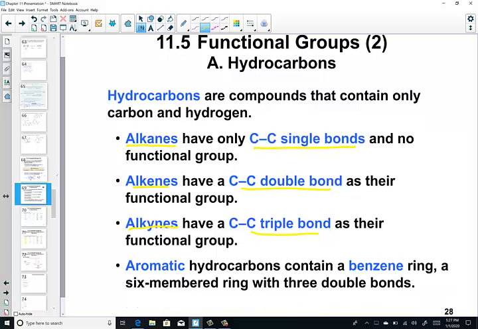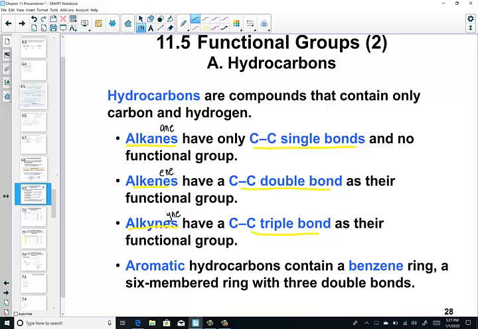As we learn naming in the chapters that are coming, you'll notice that an A-N-E suffix represents the family of an alkane. If we're naming an alkene, we use the suffix E-N-E. And if we're naming an alkyne, we use the suffix Y-N-E to indicate that there's a triple bond.